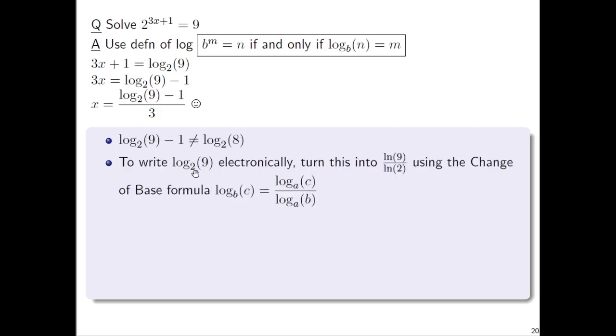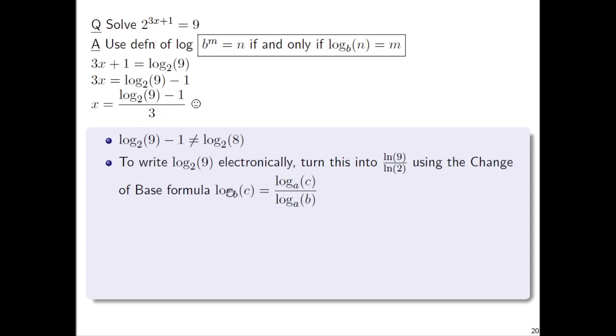To write log base 2 of 9 electronically, we're not going to spend a lot of time talking about this right now, but just type in ln of 9 over ln of 2 instead, using the change of base formula. So we're not going to dig into the change of base formula a lot right now. I just want to mention log base b of c can turn into, using this new form, this other formula. We're not going to go through why it's true, but the change of base formula says that log base b of c can turn into log base a of c over log base a of b.